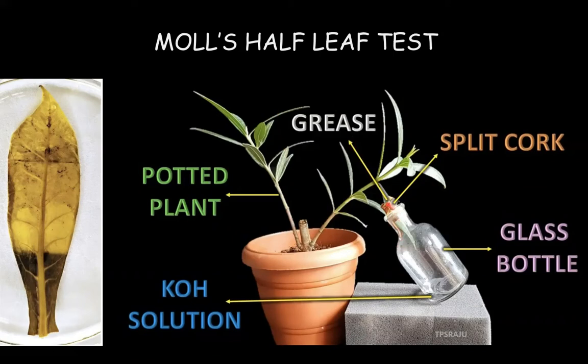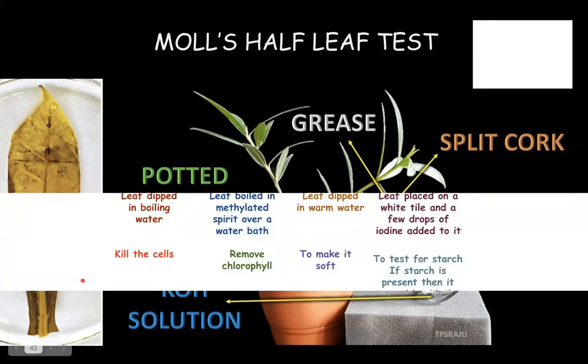In a split cork, we place half the leaf outside, half the leaf inside the glass jar having potassium hydroxide solution. So this is how the leaf will turn. This part, which was inside the glass bottle, will become brown, and this part, which was exposed outside, will turn blue-black, indicating that carbon dioxide is needed for photosynthesis.